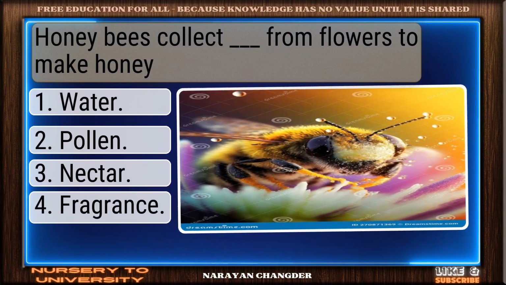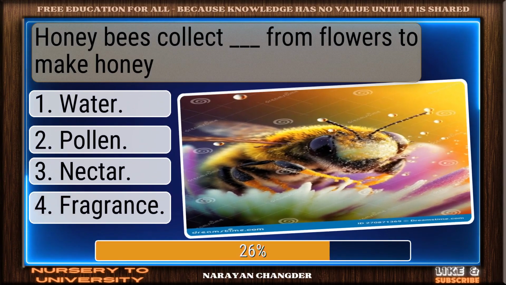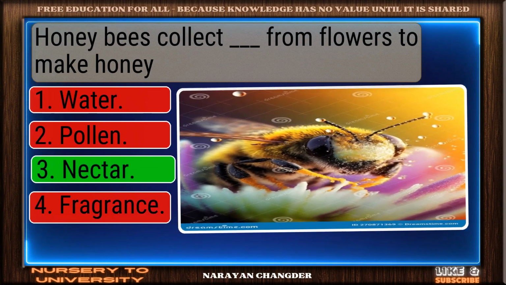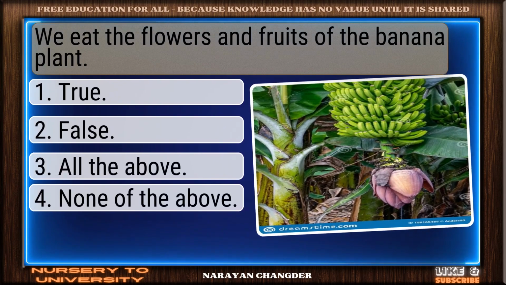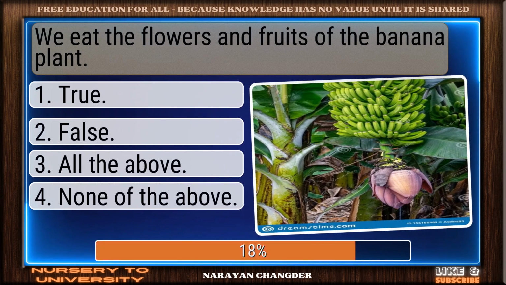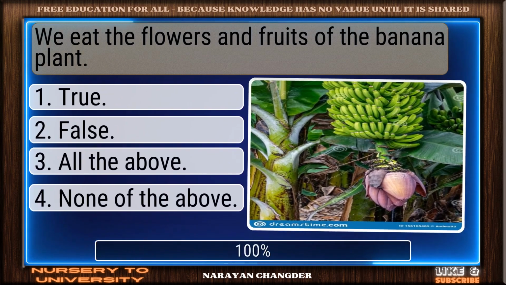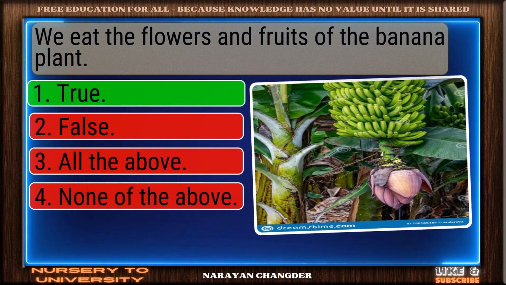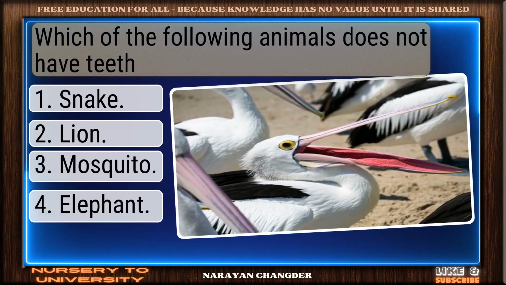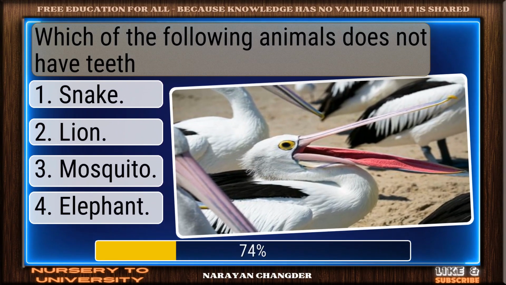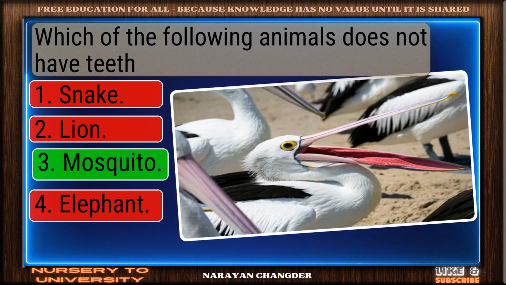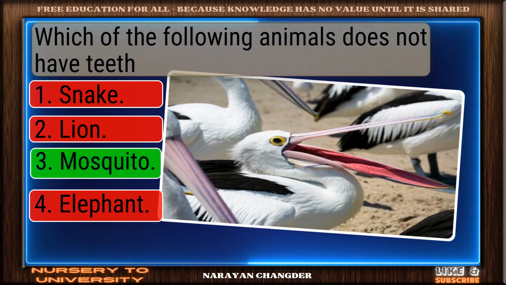Honeybees collect dash from flowers to make honey. Valid point. Nectar is true. We eat the flowers and fruits of the banana plant. Perfect. True is the correct choice. Which of the following animals does not have teeth? Bravo. Mosquito is the answer.